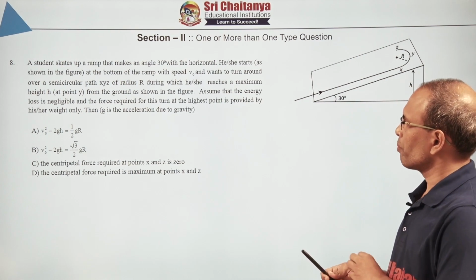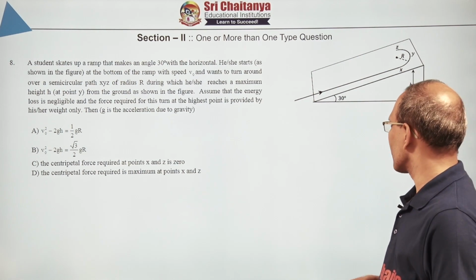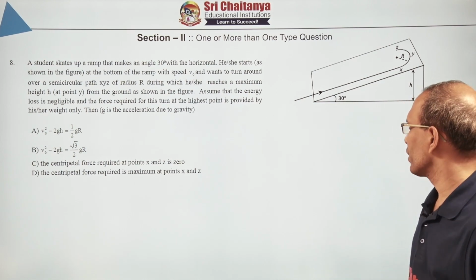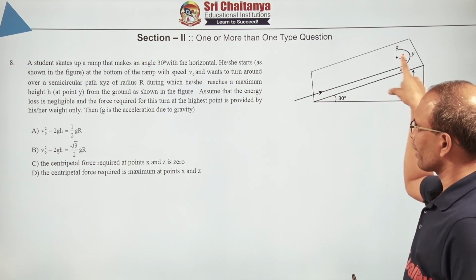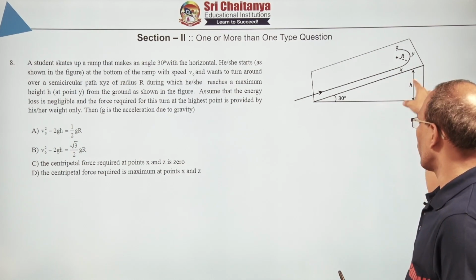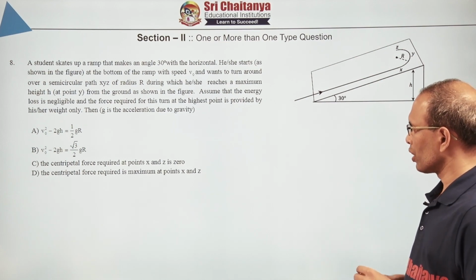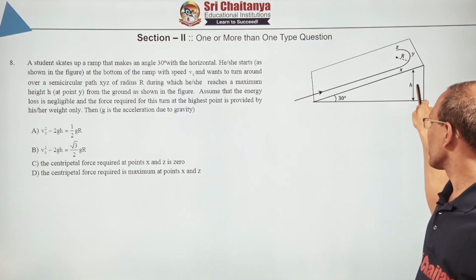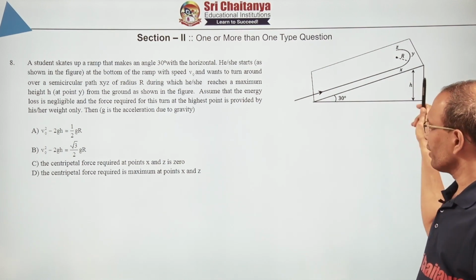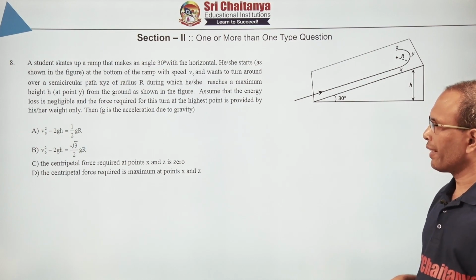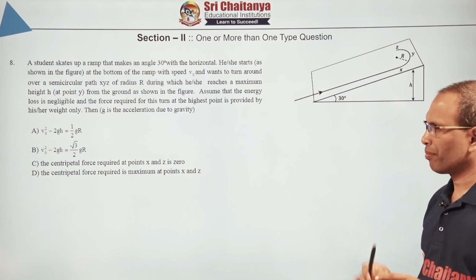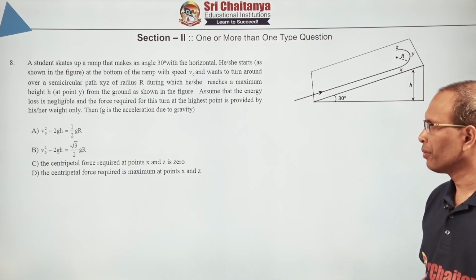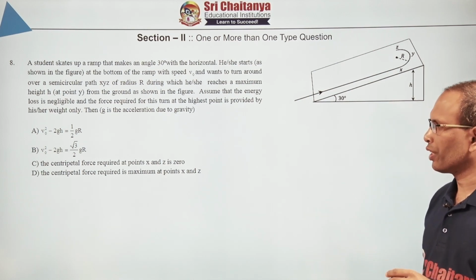A student skates up a ramp that makes an angle 30 degrees with the horizontal. She or he starts at the bottom of the ramp with a speed v0 and wants to turn around over a semicircular path xyz of radius r, during which she reaches a maximum height h. From the ground, if you see, the maximum height is h here, at point y. Assume that the energy loss is negligible due to any other things, and the force required for this turn at the highest point is provided exclusively by gravitational force only, or the weight of the body only.